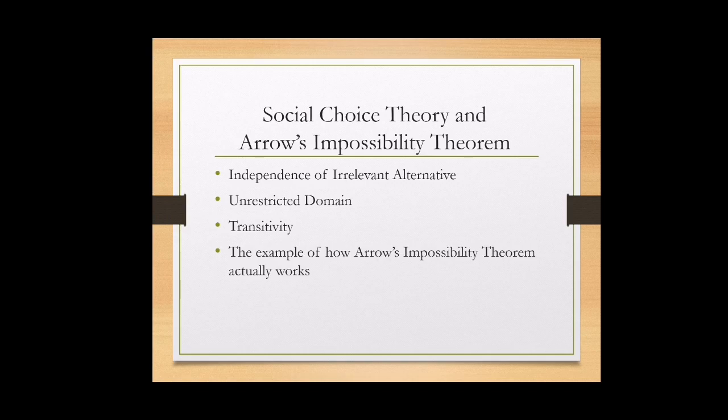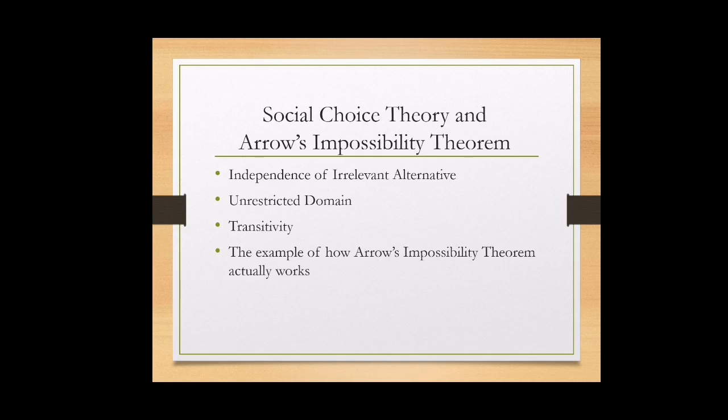Suppose I have 3 commodities in front of me and I need to make a choice between them. I'm not considering the last one, I'm just considering the first 2. Then the last one should not impact my choice in any way. Then the fourth axiom is unrestricted domain. This axiom states that an individual should be able to make any choice in any way possible. The last one is transitivity. Transitivity means if I prefer A over B and B over C, it means I prefer A over C, right?